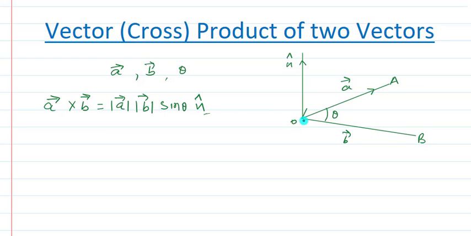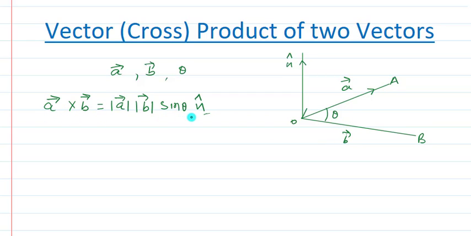So let me repeat it again: if the question is to find a vector which is perpendicular to both the vectors A and B, then what you need to find out? You need to find out simply A cross B, because A cross B gives you the vector which is perpendicular to both A and B. So you should always keep this in mind, and we'll do lots of questions based on this concept.